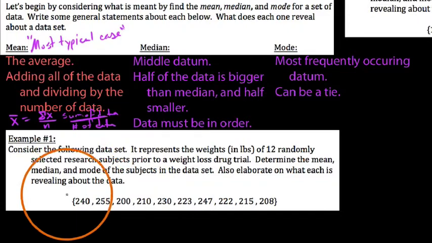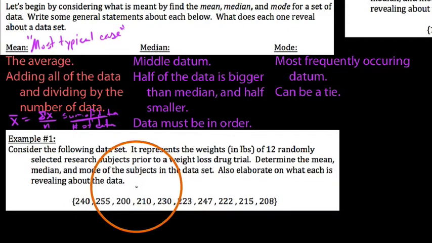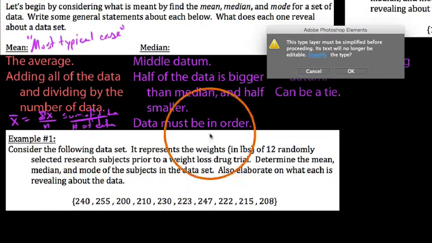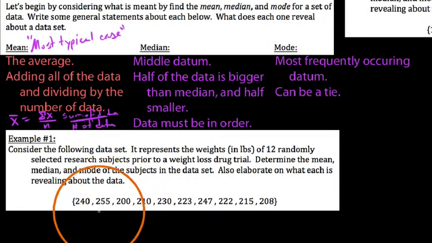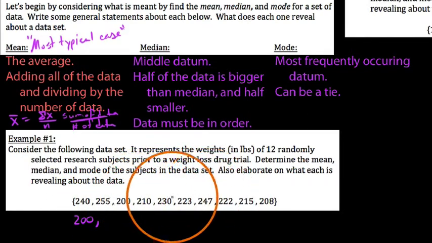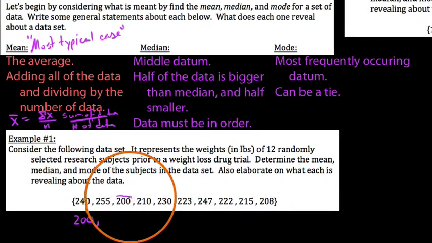I'm going to give a suggestion. The very first thing that we should probably do is put this data set in order. So we are going to do this. I notice here that the smallest datum that I see, we call this the minimum, is 200. So I'm going to write 200. And when you write data in order, it's a good idea to circle this datum and say, I've already counted this one.